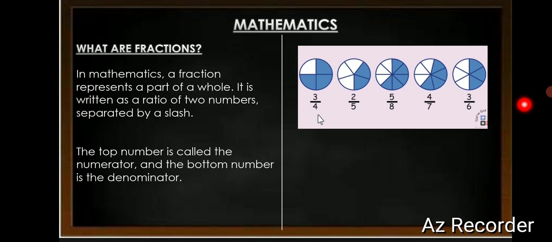Now, what does this fraction represent? This fraction represents 3 out of a total of 4. And as you can see with this pictorial example here, there are 3 portions of this whole circle that are shaded out of a total of 4 portions. In the second example, 2/5, we can see that there are 2 shaded portions out of a total of 1, 2, 3, 4, 5 portions. The same thing applies to the next examples.